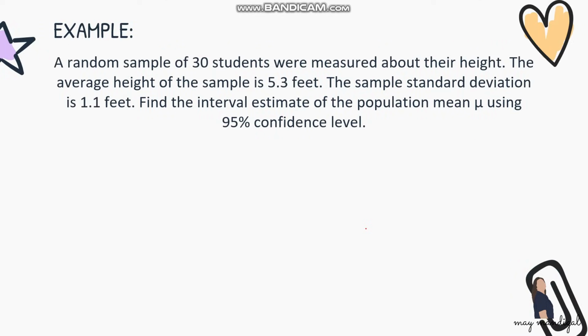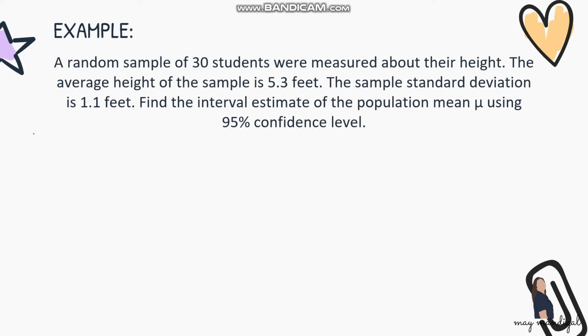So let's have this example. A random sample of 30 students were measured about their height. The average height of the sample is 5.3 feet. The sample standard deviation is 1.1 feet. Find the interval estimate of the population mean using a 95% confidence level.